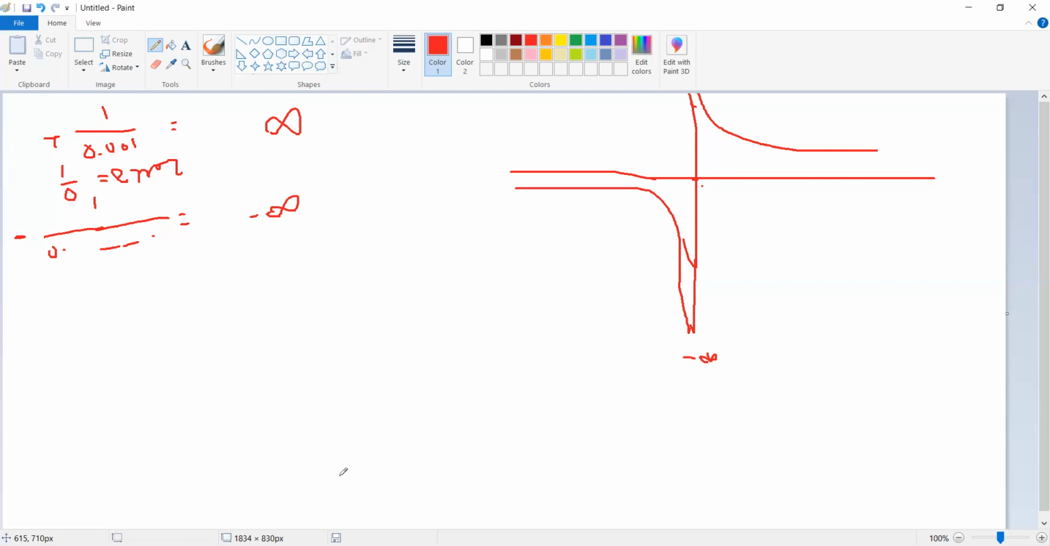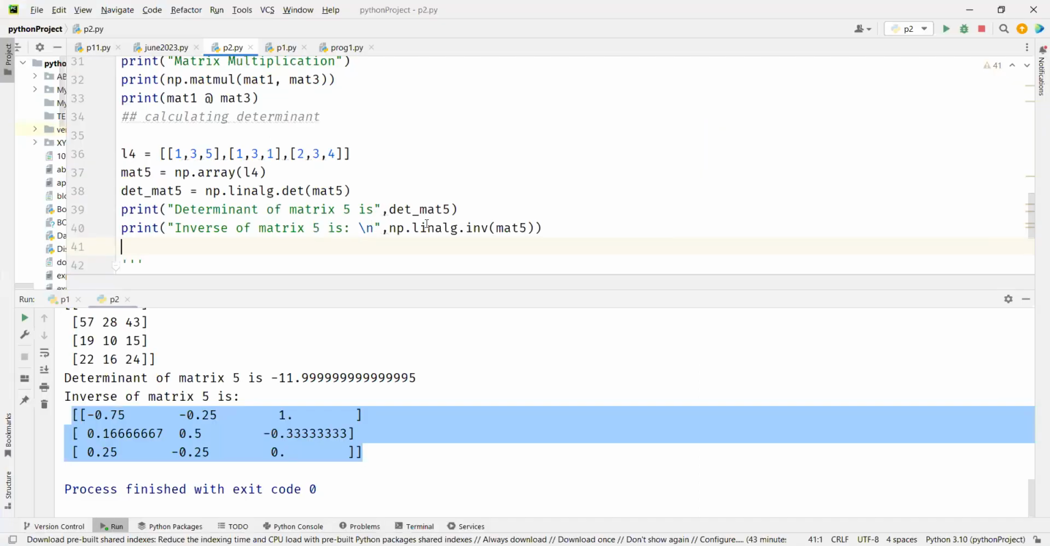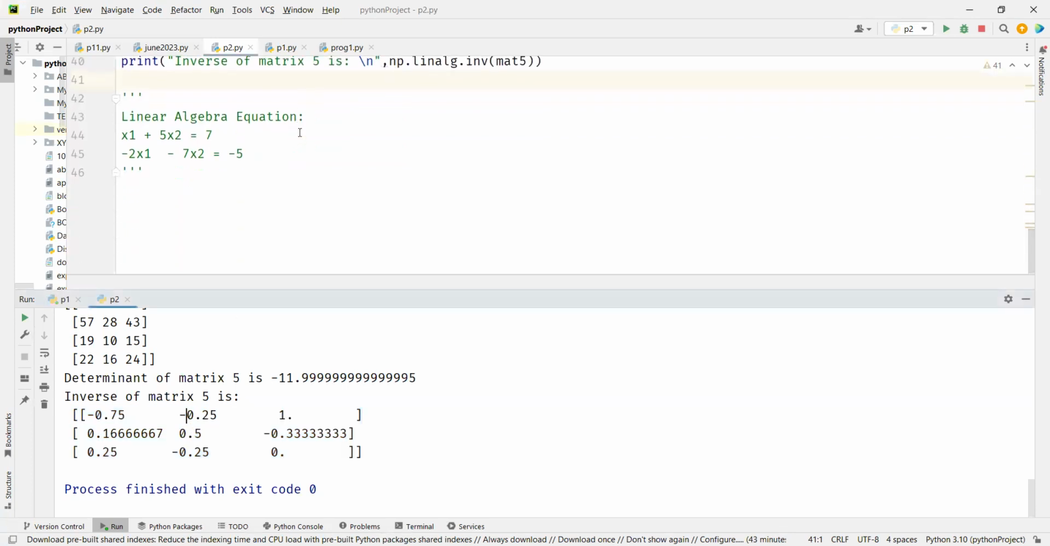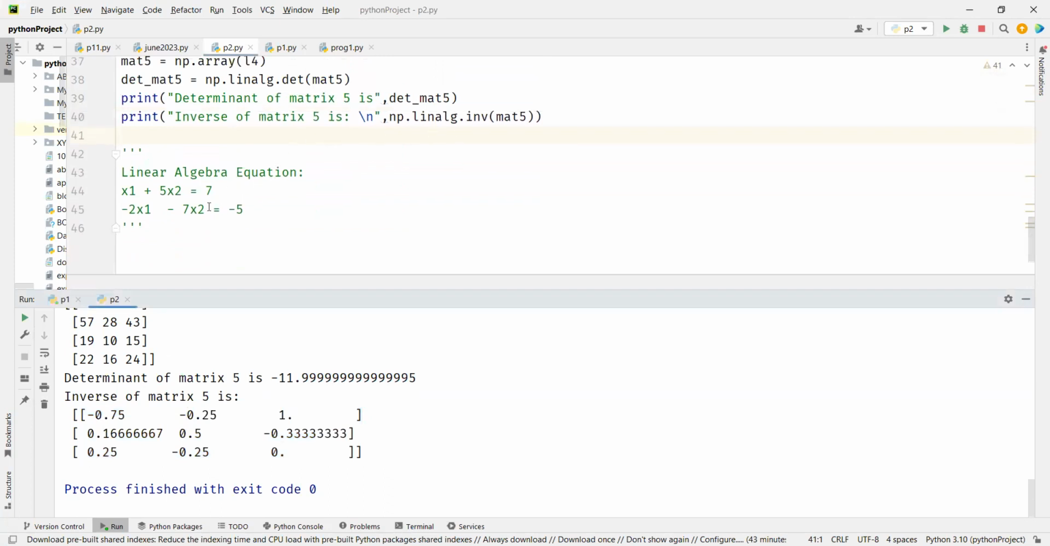Okay. So now coming back to our discussion here. If you have a 0 here, you can't find the inverse. Otherwise, you can find the inverse. Great. Now, why are we talking about determinant and inverse? Let's try to solve this equation here.